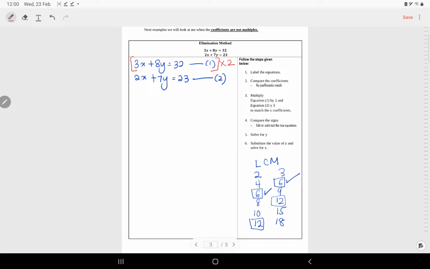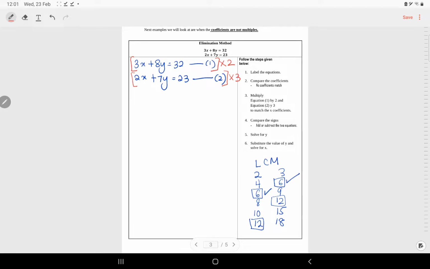The second equation, same thing. I want this to be 6x. How do I make it become 6x? I multiply it by 3, a multiple of 3. So I multiply the whole equation by 3. Okay?